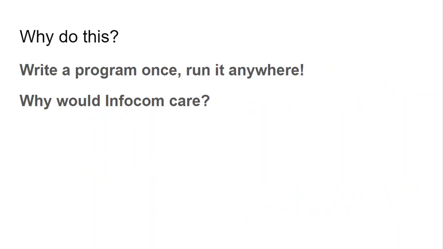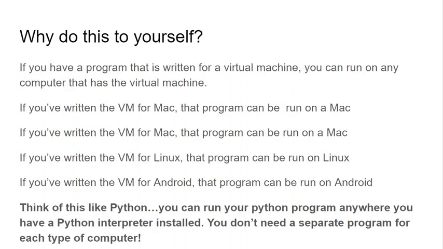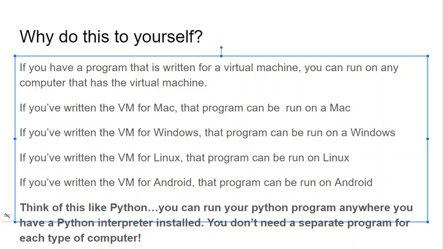And we're going to take a look at why this is a big deal for Infocom, why they would go through all this trouble and build this revolutionary Z machine thing that they do. Well, let's just make sure we understand what's going on here. If we have a program that's written for a virtual machine, if somebody's written the virtual machine for the Mac, it'll run on a Mac. If they've written it for Windows, it'll run on Windows. If that virtual machine exists on Linux, you can run it on Linux.